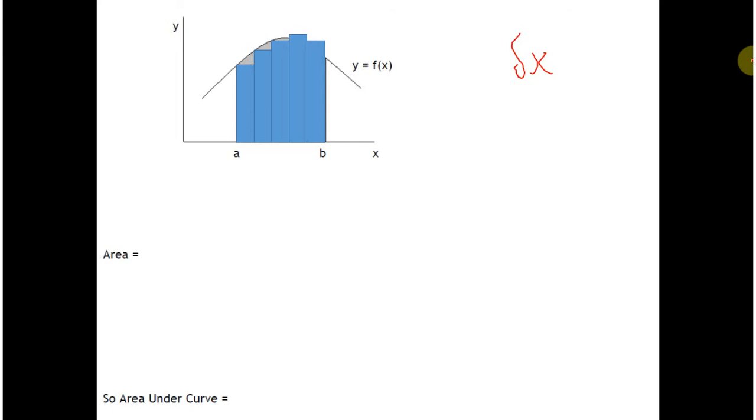Now, that would make the area equal to the sum of the areas of the rectangles, so the sum of the y coordinates times delta x, the width of the rectangle. Now y is equal to f of x, so it's a sigma of f of x times delta x.